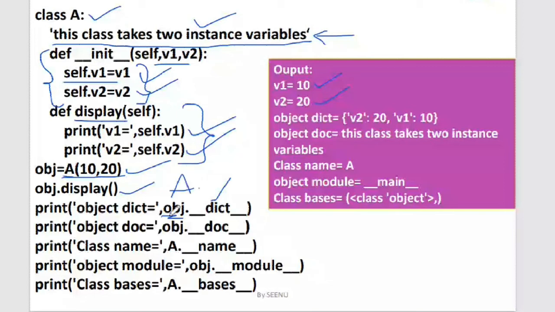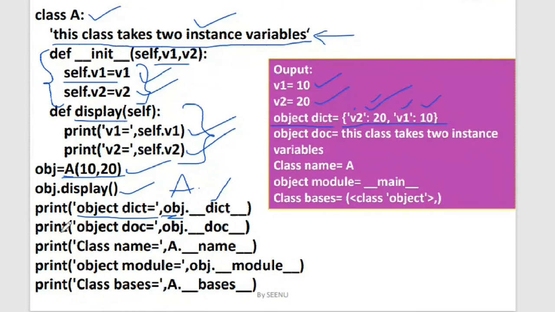So when I said obj, this is the reference variable of the object. When I said obj dot underscore underscore dict underscore underscore, you can see in the output it says object dictionary, which is what I have written in the print statement, and later it prints the dictionary format of the object. So this is the key value pair, with a colon. And you know that dictionaries are unordered, so that's the reason I got v2 first and then v1 later.